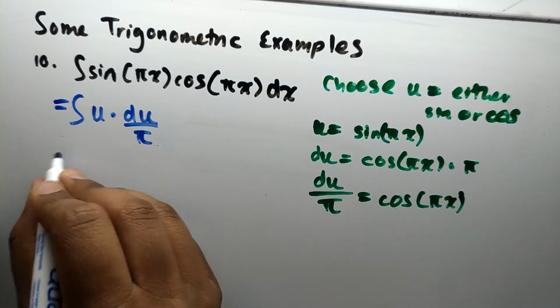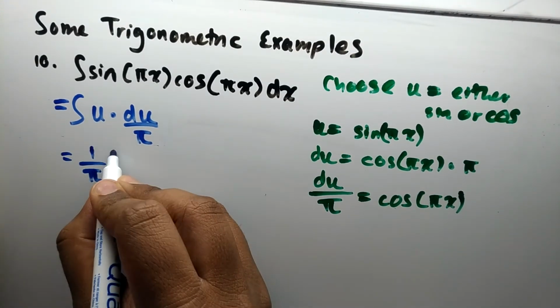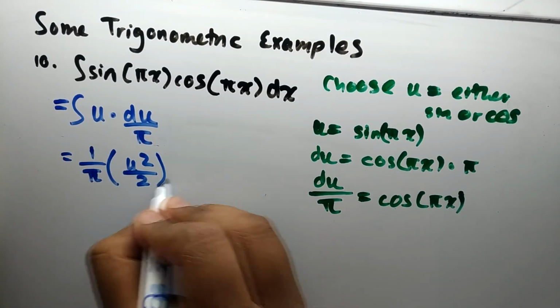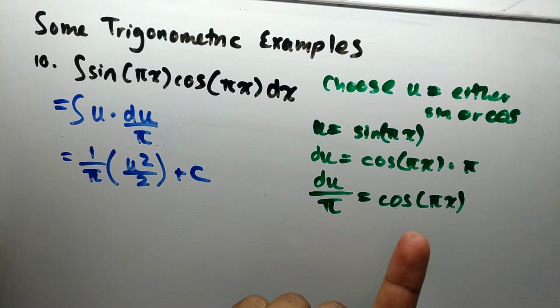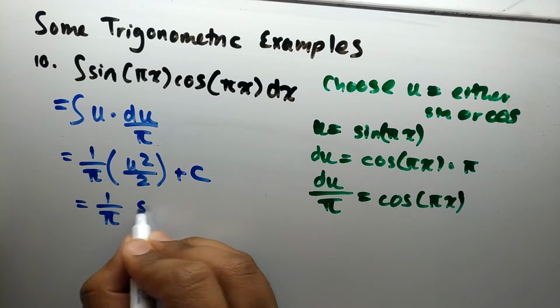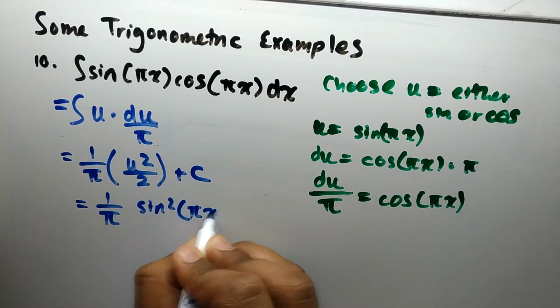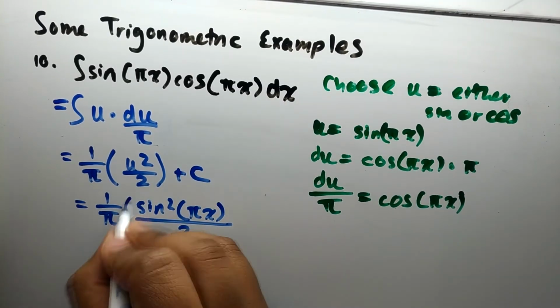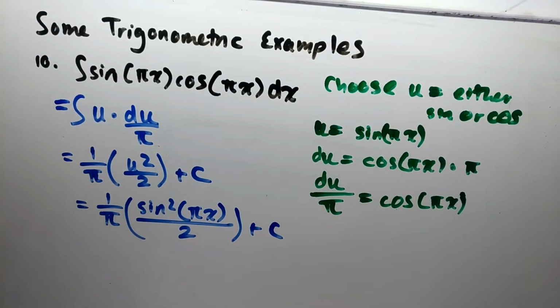You can take out the 1 over pi, and you're just left with u du, so you can easily integrate that. It's just u squared over 2, the power rule. And then you can just plug back in the u that you substituted to get the final answer, which is going to be sine squared pi x over 2 plus c.